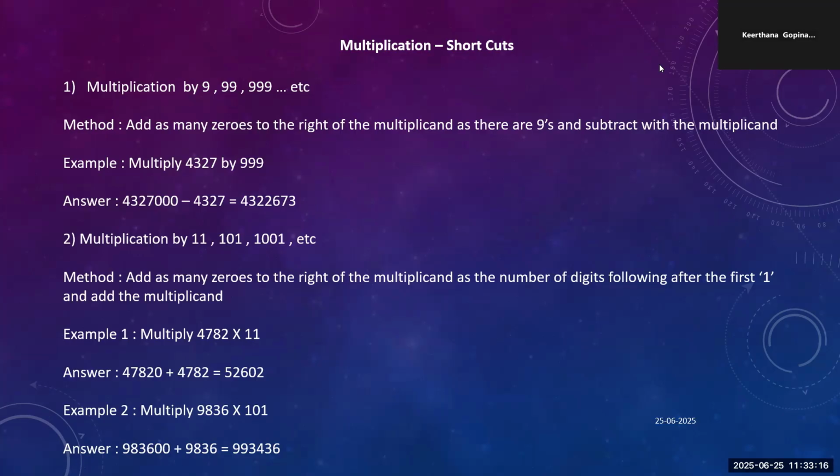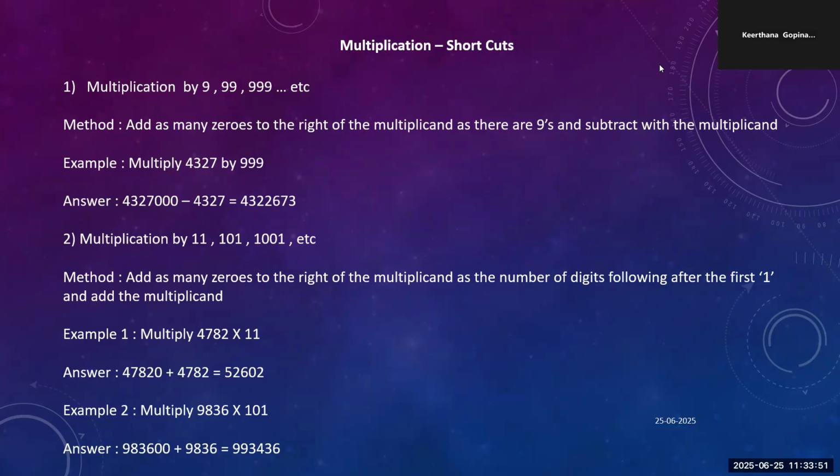Now consider this multiplication of any number by 99, 999 or 9999, etc. Multiply 4327 by 999. First step, what you do is write the same number 4327. There are three nines here, right? Yes, sir. So add three zeros, minus 4327. Where should I add the zeros? After 4327, add three zeros.